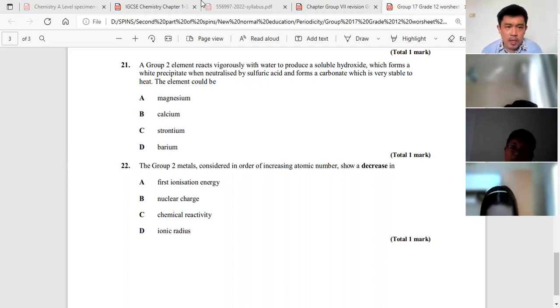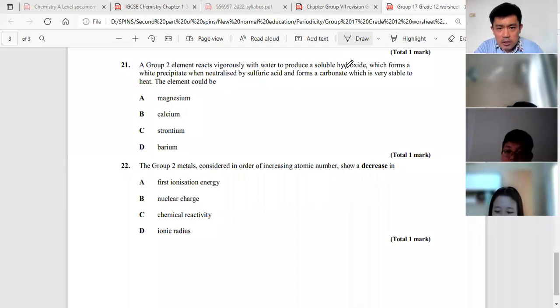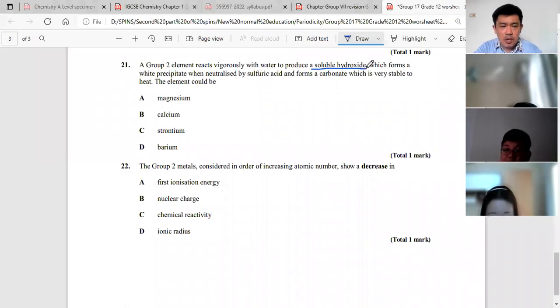Okay, number 21. Group 2 element reacts vigorously with water to produce a soluble hydroxide. So it is a soluble hydroxide which forms a white precipitate, a white precipitate in the presence of sulfuric acid. And the carbonate is very stable to heat.